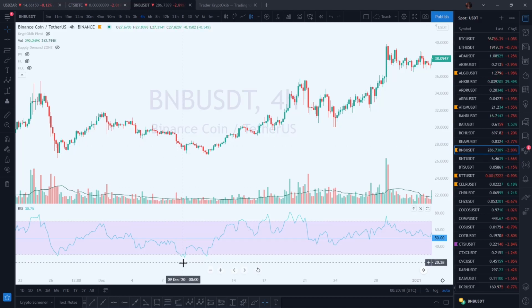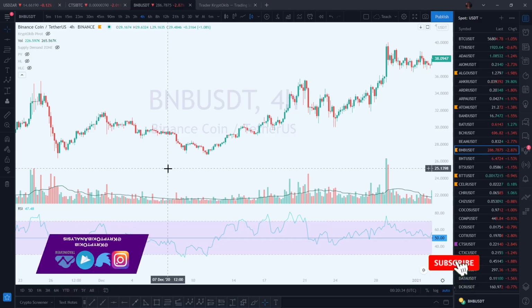If you were to ladder your buys here, the moment it's not extended deep into the oversold region, this will have been a good buy. But then, how do you use the RSI with its full capability?